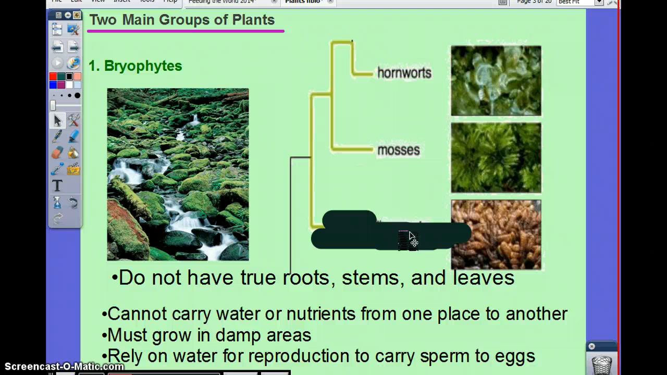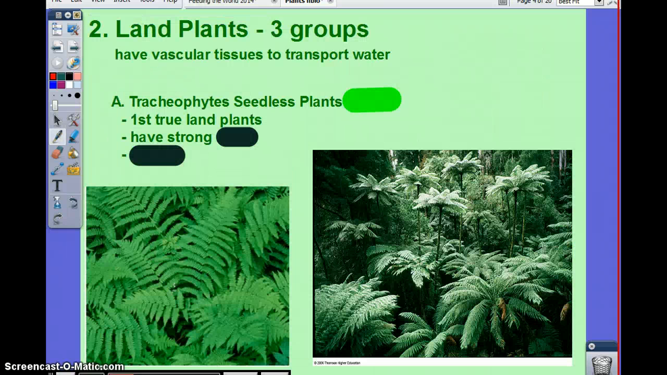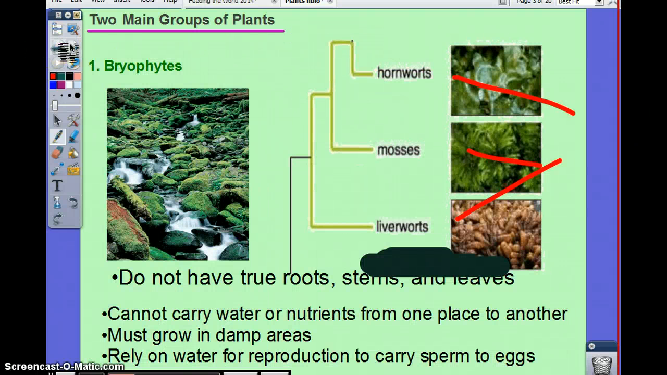They did adapt from a world primarily full of water to actual land, but they still require water for their survival, or watery areas. So examples of bryophytes are hornworts, mosses, and liverworts, okay?